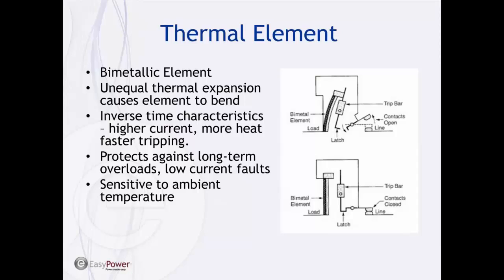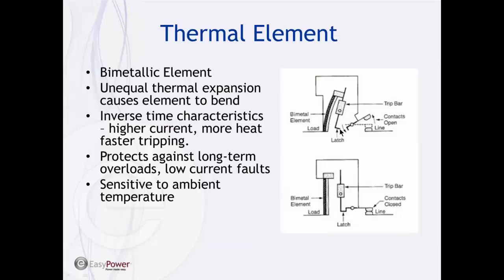Now, the thermal-magnetic breaker is going to be sensitive to ambient temperature. There are various schemes developed over the years to compensate for that, but it is basically a physical thermal device, so the hotter it is, the faster it's going to operate. You have to keep that in mind, and that limits the application of the breaker. So we have maximum temperature limits for circuit breakers, in part because of this thermal element. The hotter the ambient temperature around the breaker, the more likely it is to trip on an overload.